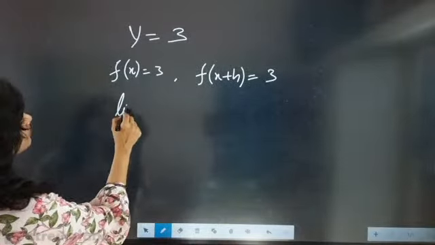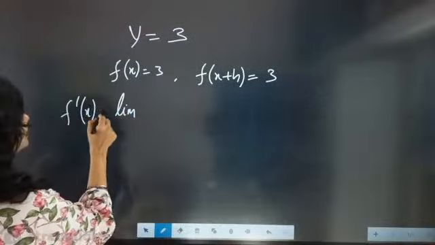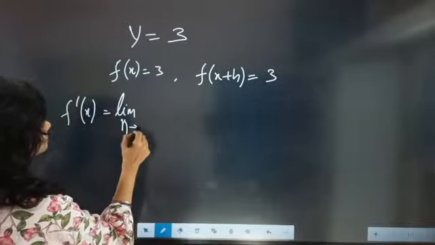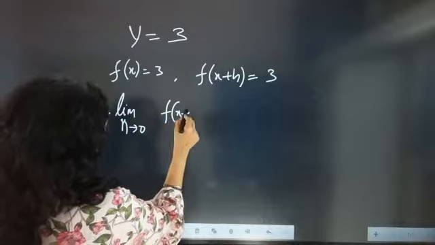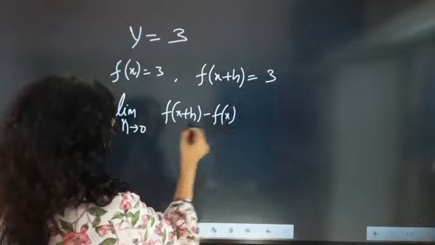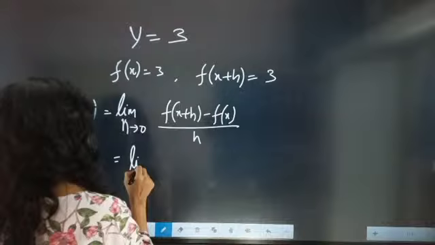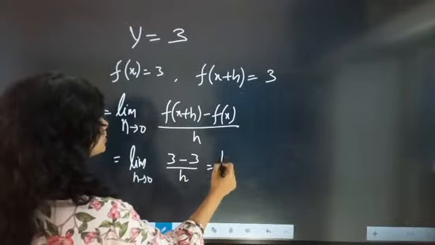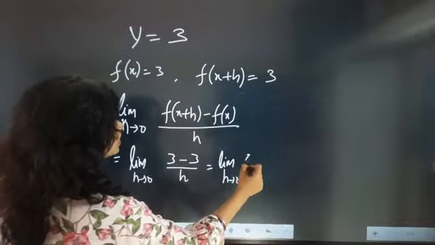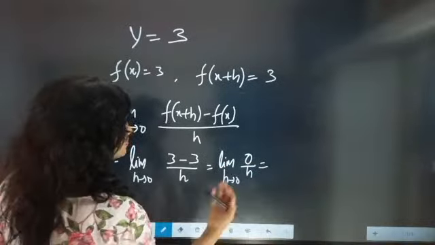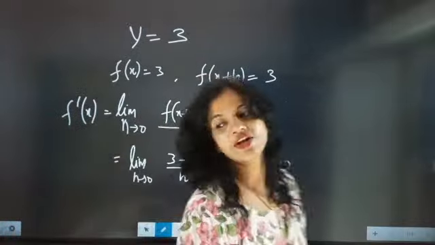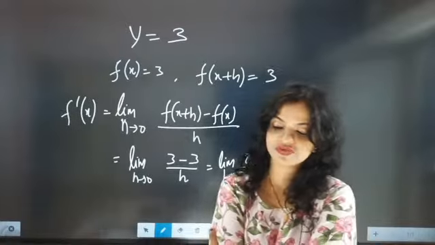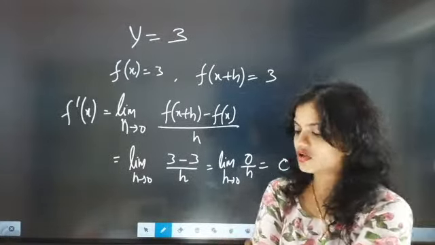Now we are going to use f dash x equals limit h tends to 0 of f of x plus h minus f of x by h. Same thing applied. So limit h tends to 0, f of x plus h is 3 minus 3 by h. So it is exactly going to be limit h tends to 0 of 0 by h. So it will become 0. That's why differentiation of a constant always gives you 0.